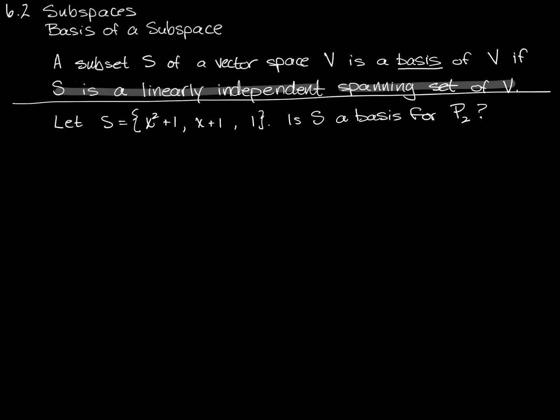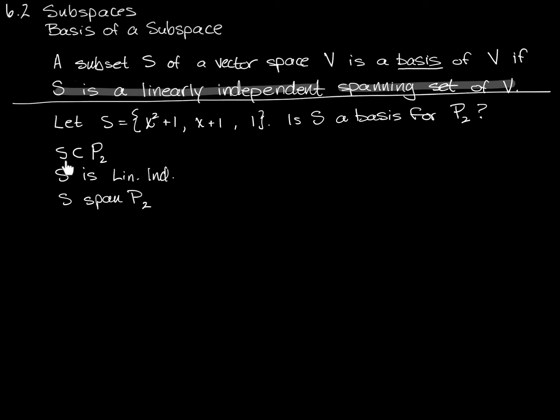It has to meet the following criteria. S has to be a subset of P2. S has to be linearly independent. And S has to span P2. If all three of those requirements are met, then we can say S is a basis for P2. So let's check each of these criteria.